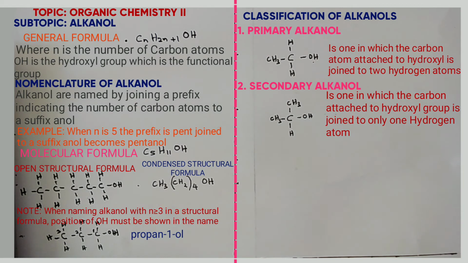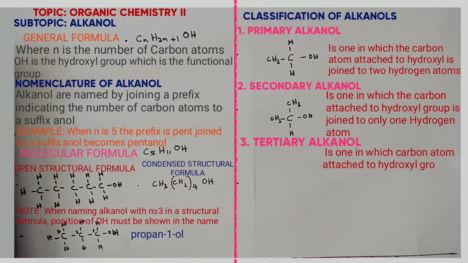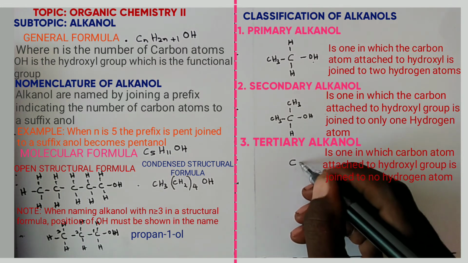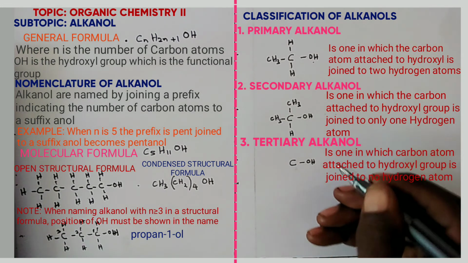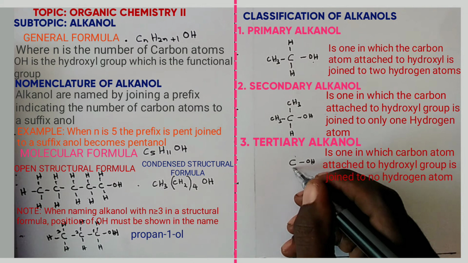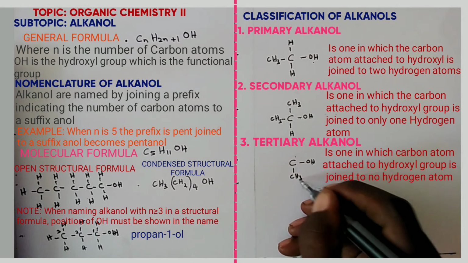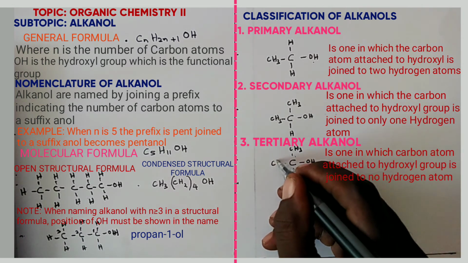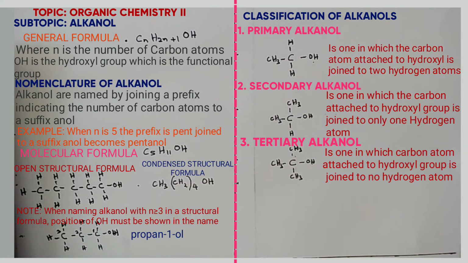Then the last one is the tertiary alkanol. A tertiary alkanol is one in which the carbon atom attached to the hydroxyl group is joined to no hydrogen atom. For example, you take a carbon atom attached to an OH, then there are no hydrogens on this side. So what I have here are carbon atoms, one on each side. So that's called a tertiary alkanol.